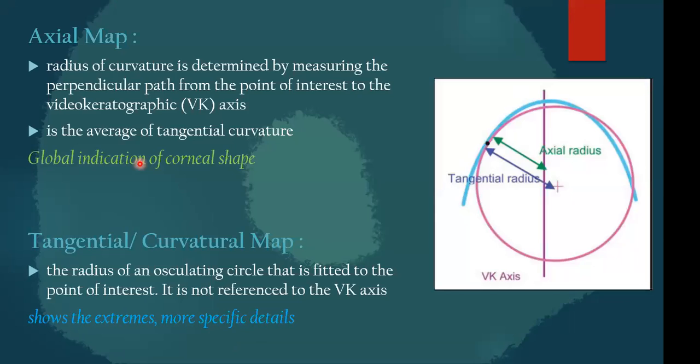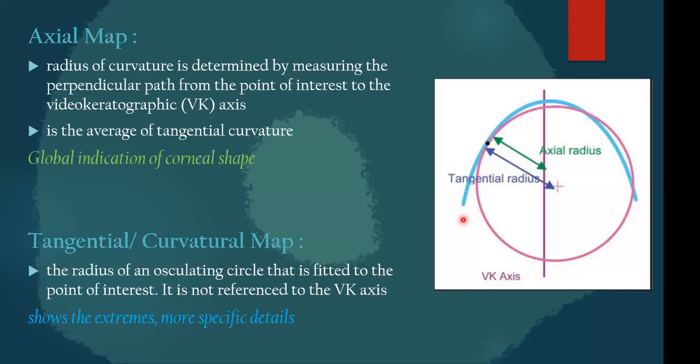Coming to two most basic things, what is axial map and what is curvatural map? So axial map is a more global indicator of the corneal shape. What it means is that every point on the cornea, the radius of curvature is determined by measuring the perpendicular path from the point of interest to this video keratographic axis. And this is basically a more global indication. It gives out a more averaged value of the entire corneal shape.